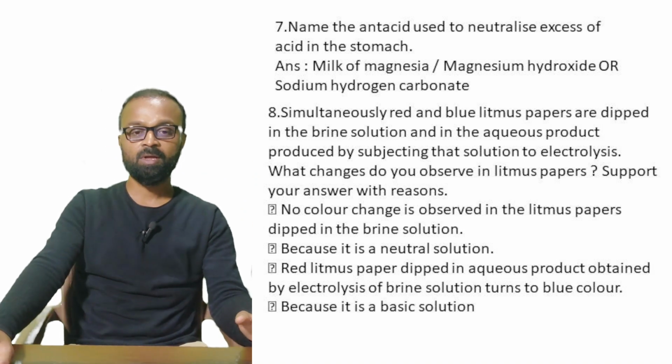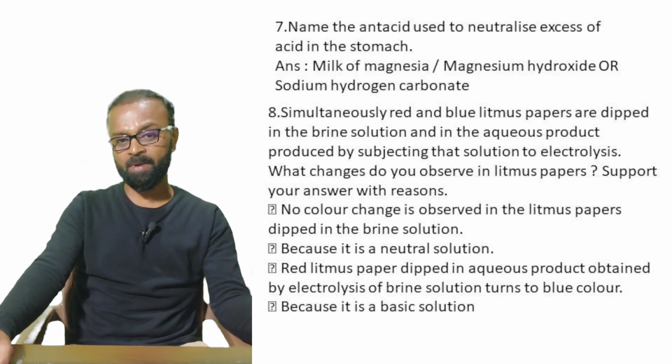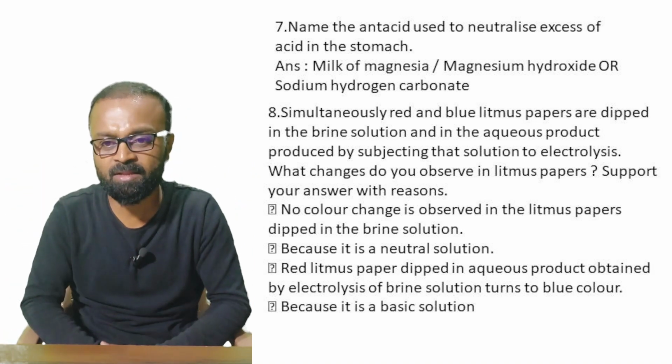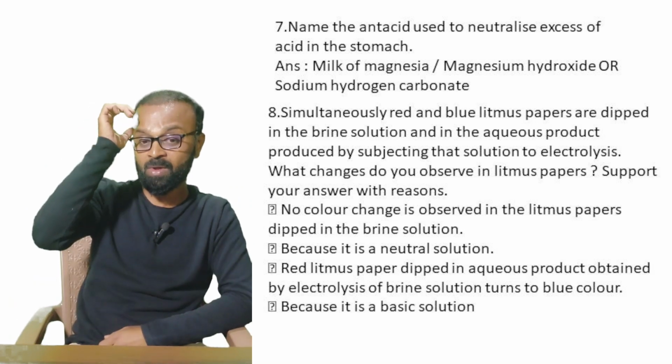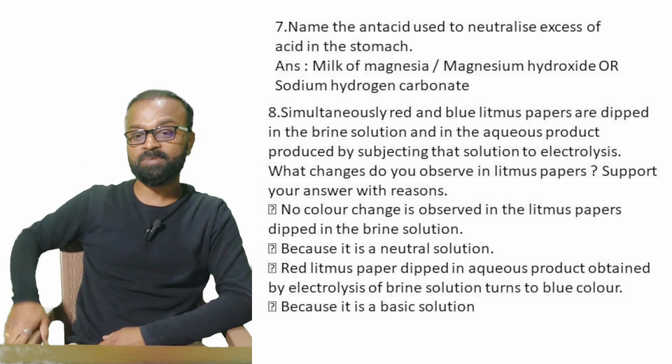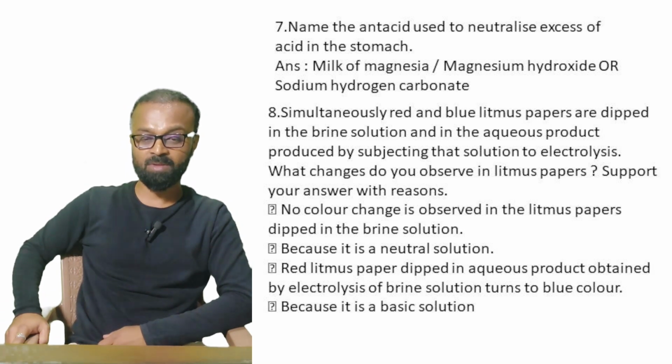Here one question they have asked is: simultaneously red and blue litmus papers are dipped in the brine solution and in the aqueous product produced by subjecting that solution to electrolysis. What changes do you observe in the litmus paper? Support your answer with the reason. They are asking about the chloralkali process. Okay, brine solution means what?